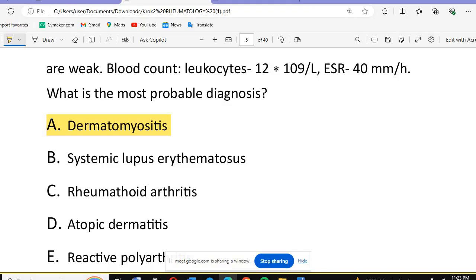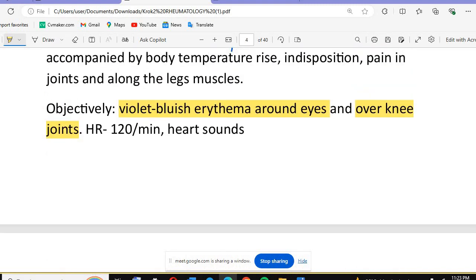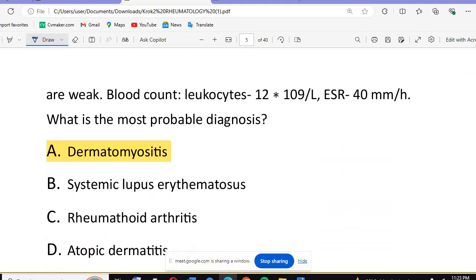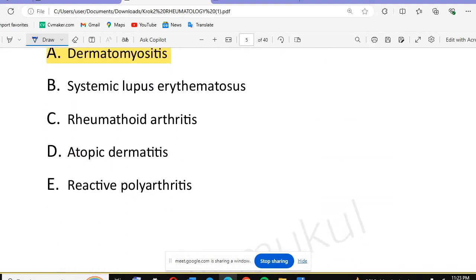Everything is clear now. So this is dermatomyositis. You can see here that we have violet-bluish erythema around the eye. What is that rash? Heliotrope rash. Over the knee joints we can see the Gottron's rashes. That is seen in dermatomyositis.